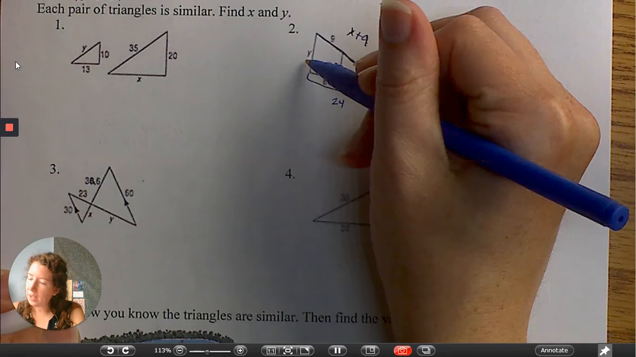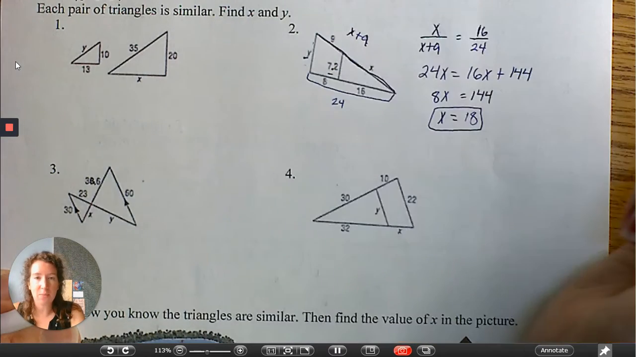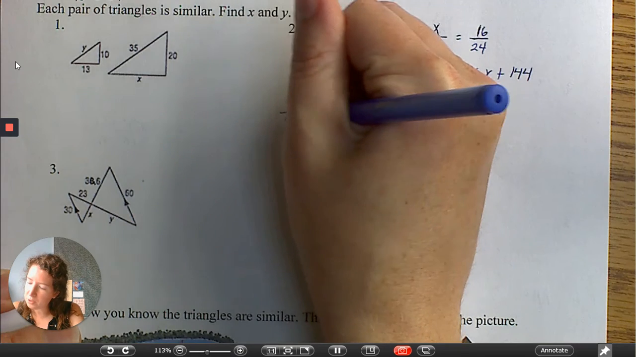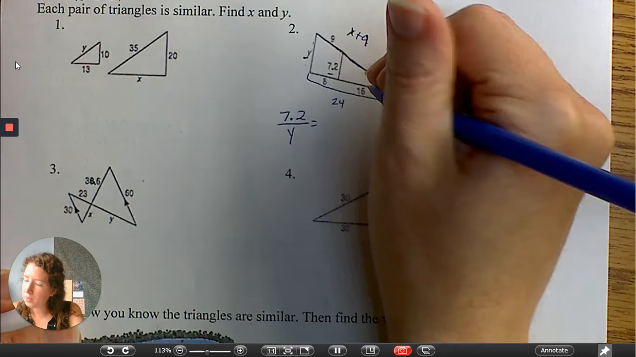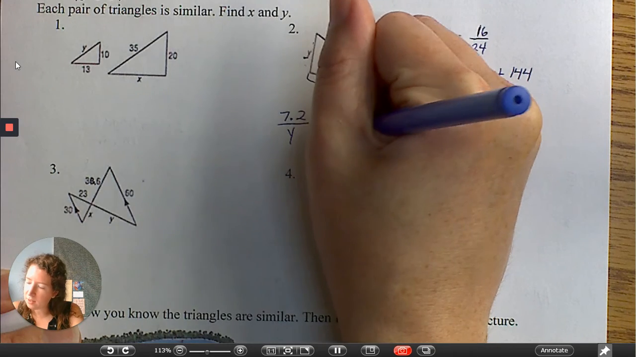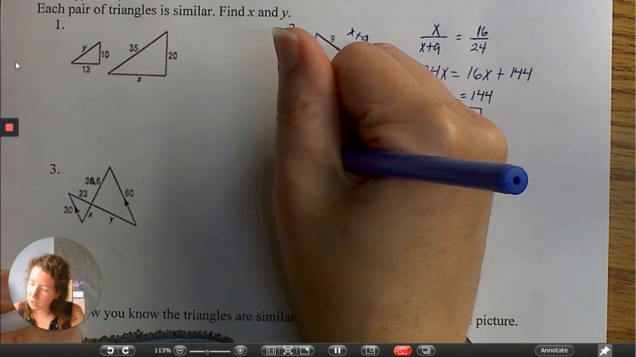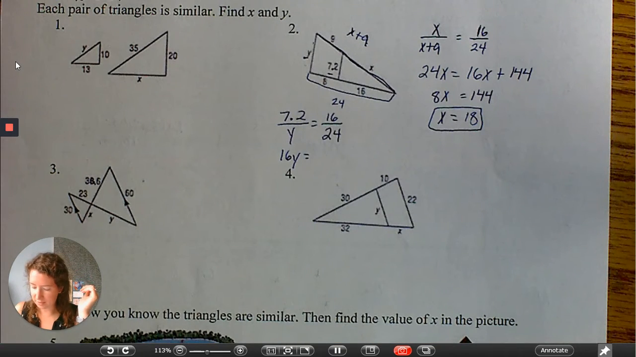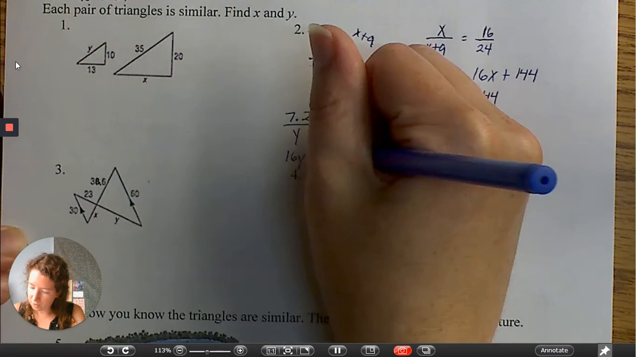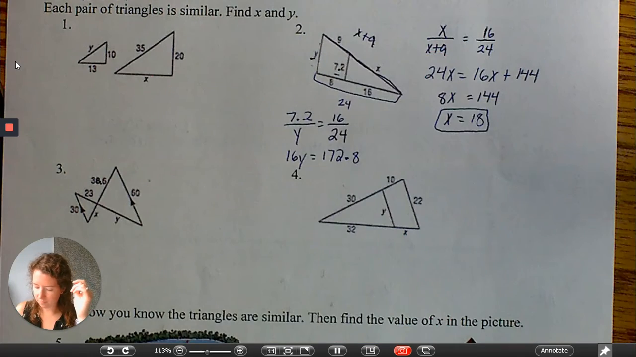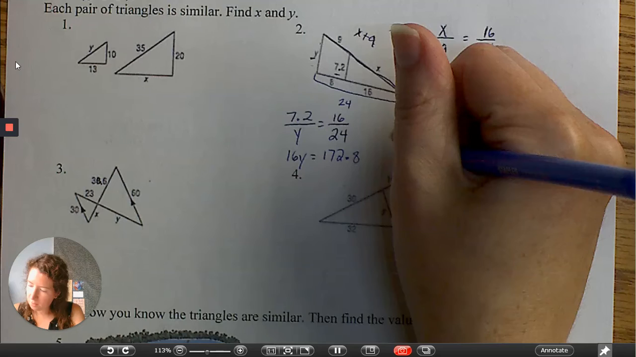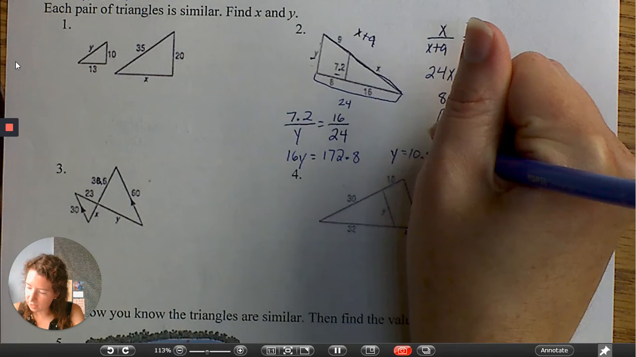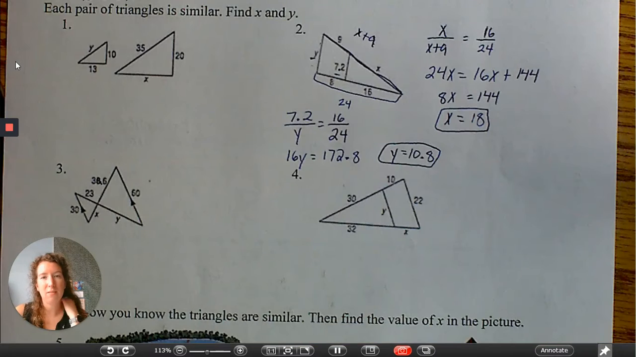So to solve for y, y is going to correspond to the 7.2. So I can say 7.2 over y would equal, and then I would compare 16 again to 24. So 16y equals 24 times 7.2, which is 172.8, divided by 16. y is going to equal 10.8. And that's okay to get a non-integer answer. It's okay to get a rational number. Again, go ahead and press pause on this, and I want you to do examples 1, 3, and 4.